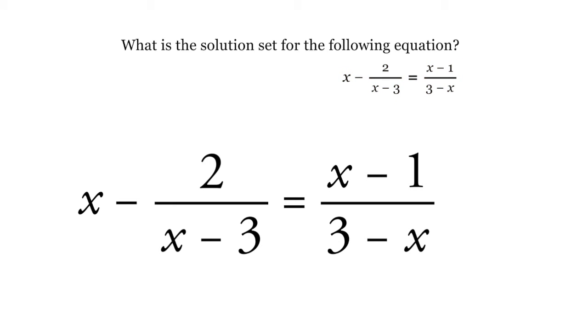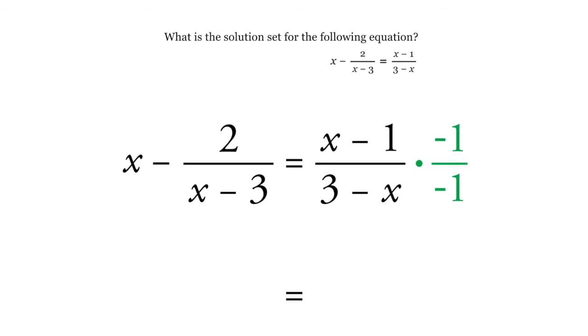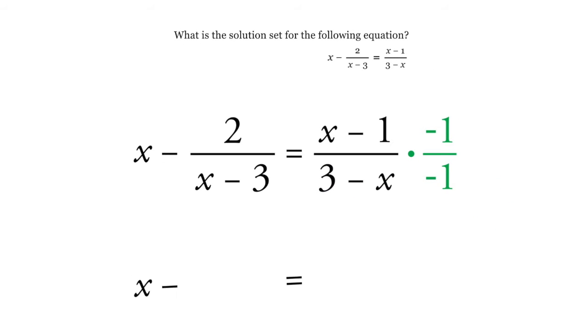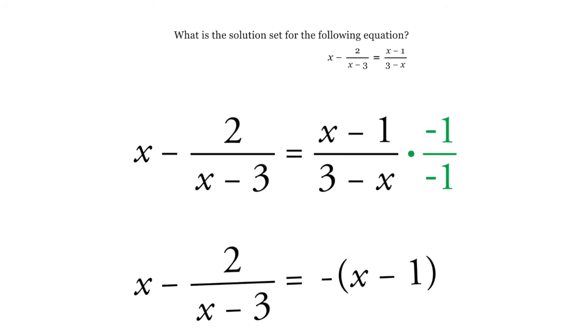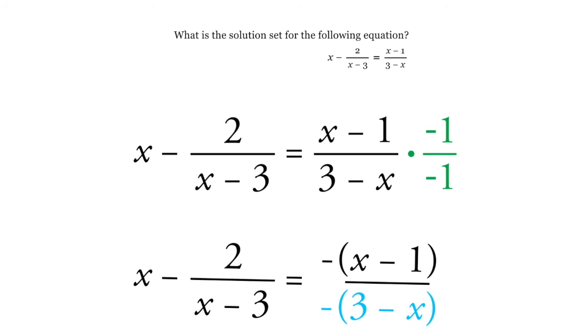The first thing you want to recognize is that 3 minus x, if we multiply it by negative 1, becomes x minus 3. So if we multiply both the numerator and denominator by negative 1, we can get this coveted x minus 3 denominator that we've been looking for. So we can rewrite it as (x - 2)/(x - 3) = -(x - 1)/(-(3 - x)).